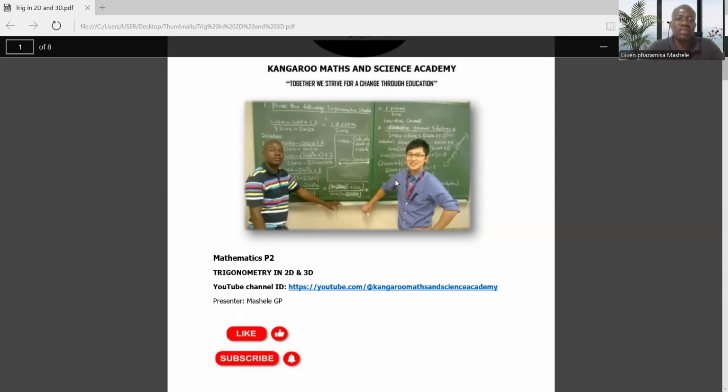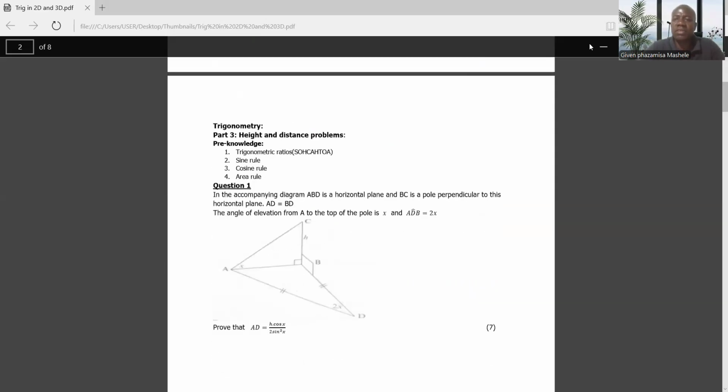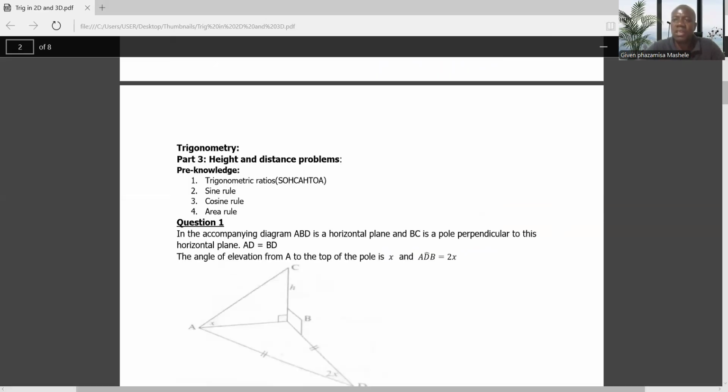Right, without wasting time, now I want to take you through trigonometry in 3 dimensions. Usually we call it the height and distance problems. This is part 3 of the session for trigonometry. I've already done a video for trigonometry part 1 and trigonometry part 2. Part 2 is the trigonometric functions.